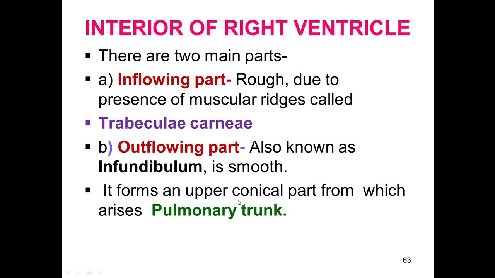Now, if we study the interior of the right ventricle, it has two main parts: the inflowing part and the outflowing part. The inflowing part is rough because of the presence of muscular ridges. There is a new term now, that is known as trabeculae carneae. And the outflowing part, known as the infundibulum, is smooth. This smooth outflowing part forms an upper conical part from which the pulmonary trunk arises. Let's see what we mean by that.